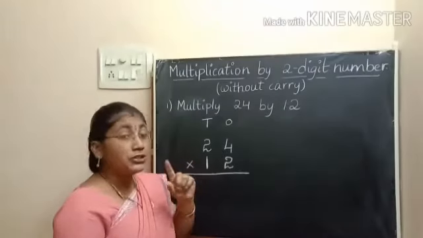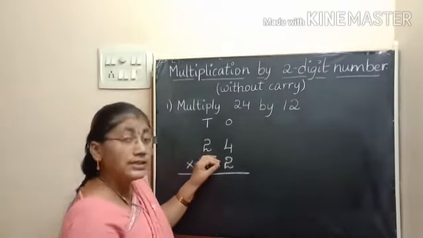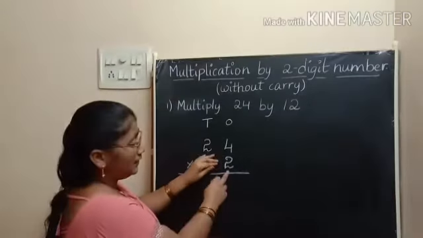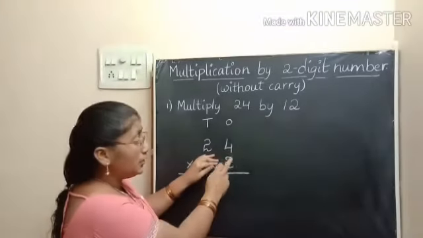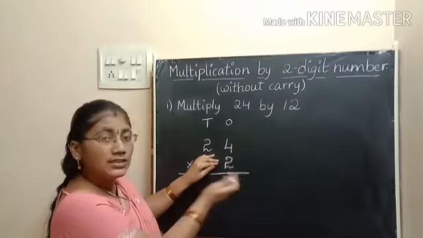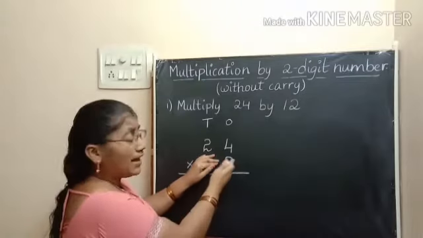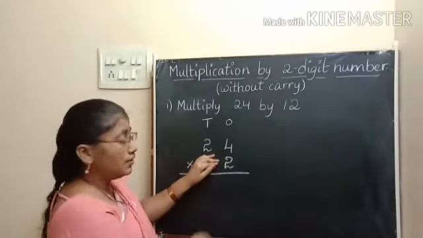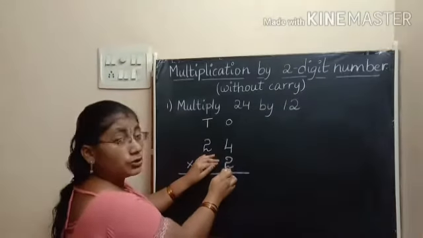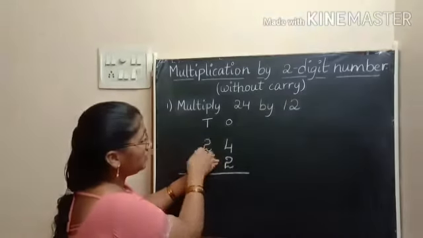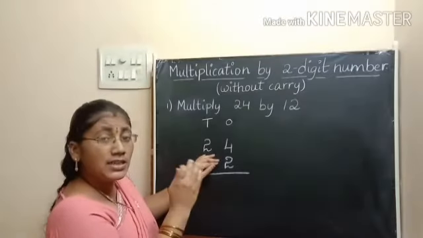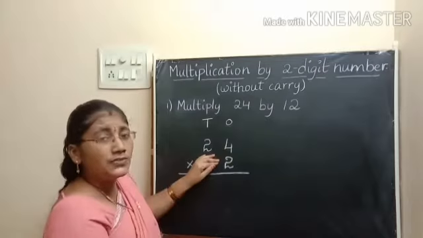First we should ignore the digit in tens place and multiply the multiplicand with the digit in ones place. This is the same as single digit multiplication. We just multiply the ones place digit with 2, and next we multiply the tens place digit with 2. Understood, children? This is the same as the multiplication of a single digit number.